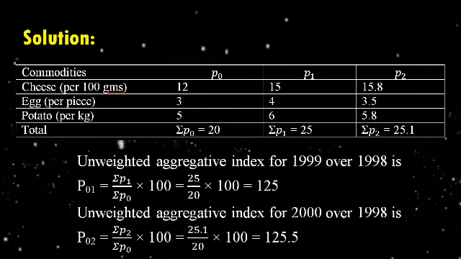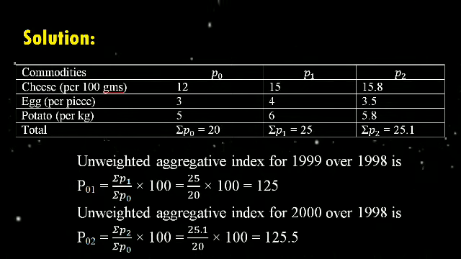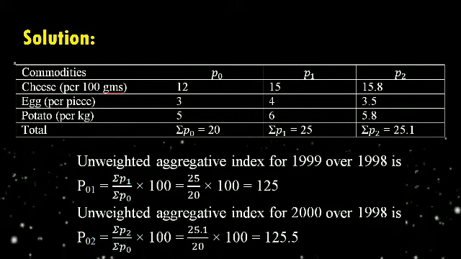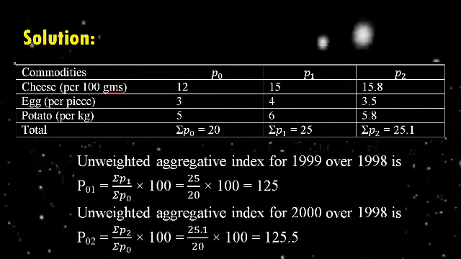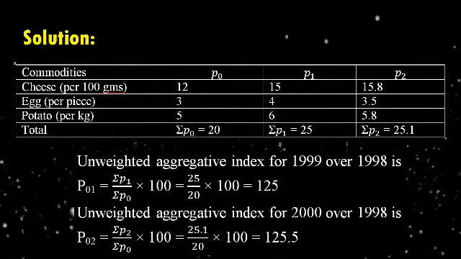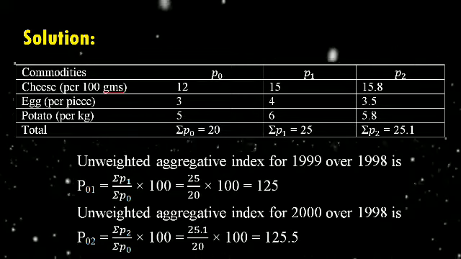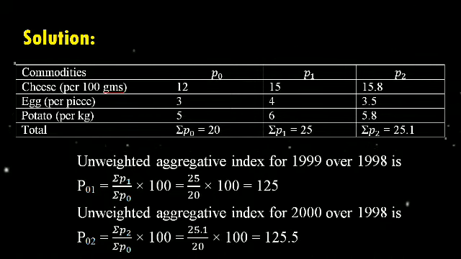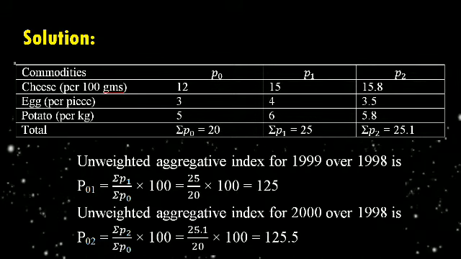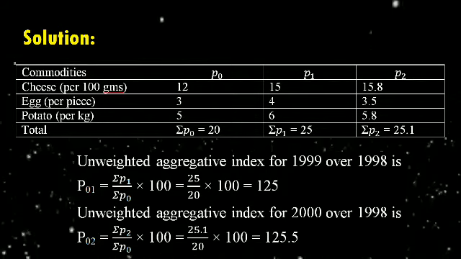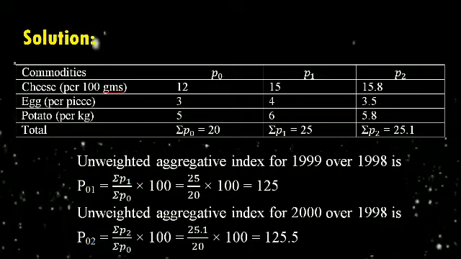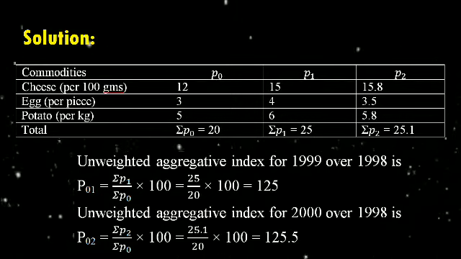After that, substitute in the formula. In order to substitute, find the column totals for the second, third and fourth columns. Find the sum total of P0, P1 and P2. So sigma P0 equals 20, sigma P1 equals 25 and sigma P2 equals 25.1. After that, substitute in the formula: sigma P1 is 25, divided by 20, multiplied by 100, which is equal to 125.